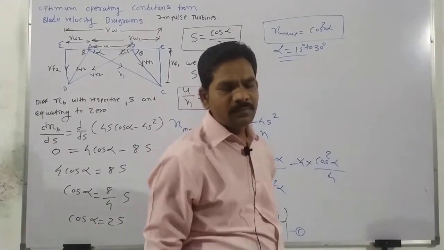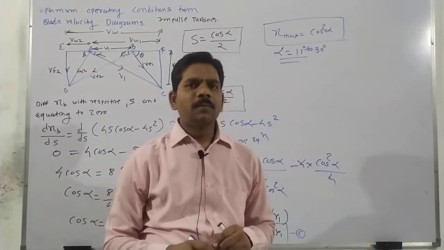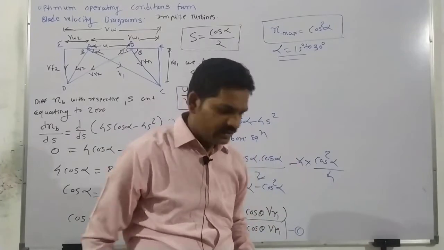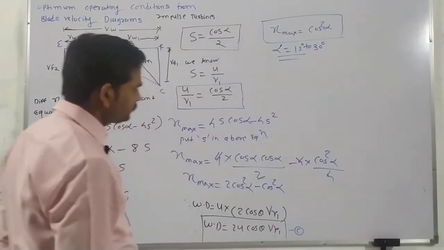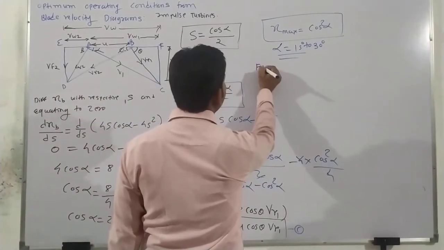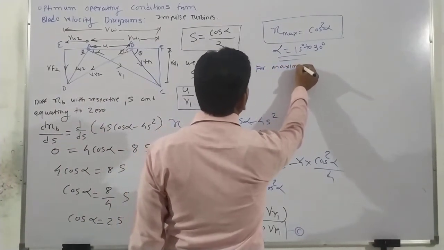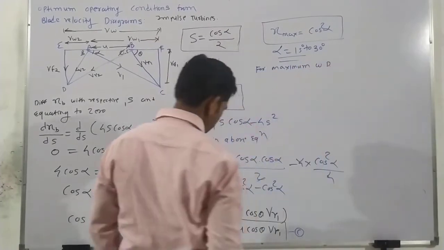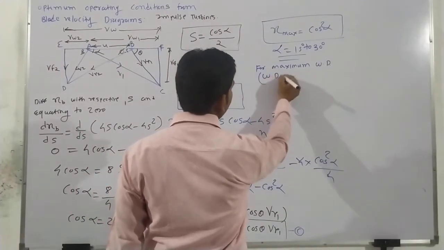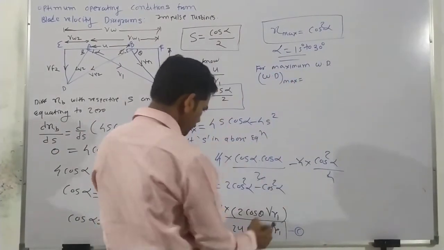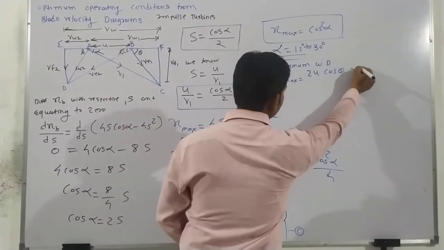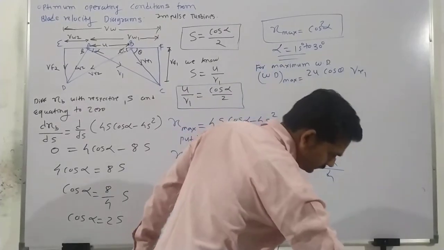For a maximum or optimum condition of a steam turbine, how much alpha do we require? We require alpha of 15 or 30 degree. Now another, we derive the work done. Now for maximum work done, we consider these equations. So work done max is equal to what we have: twice U cos theta into V R1. We have this formula.